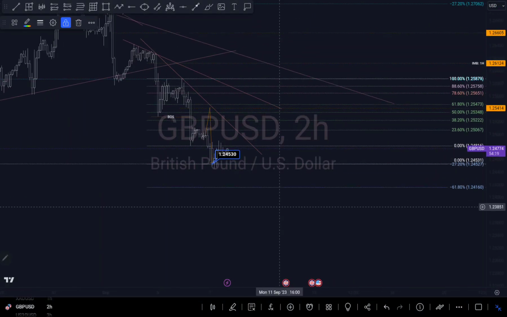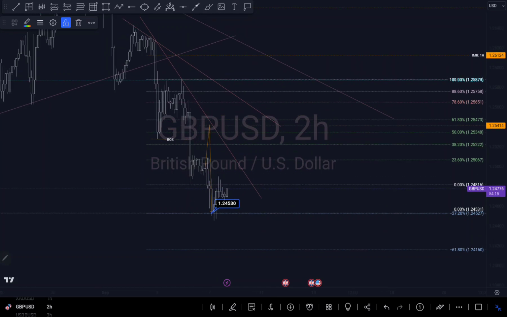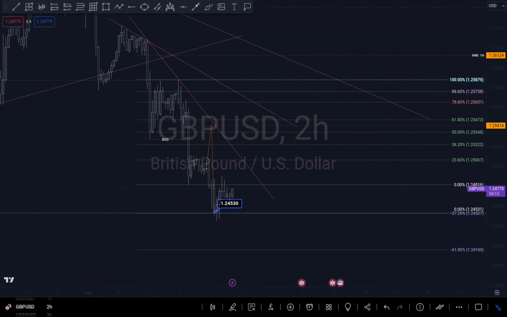Hi guys, so this is my analysis update on GU. I'll do a quick recap on GU. If you watched my previous analysis on GU, I said I was expecting GU to push to the upside a little bit before we now continue to push to the downside.